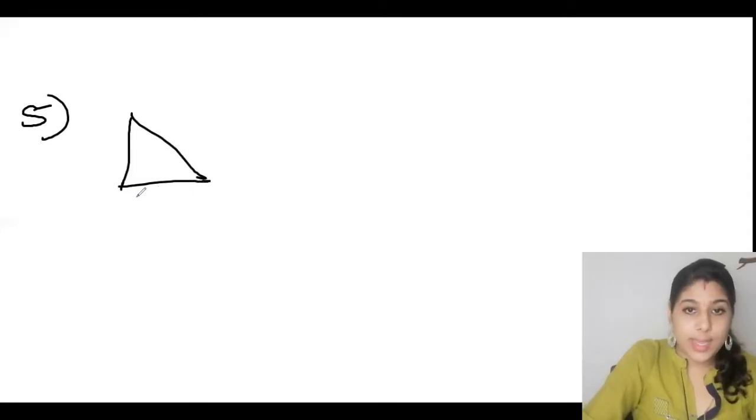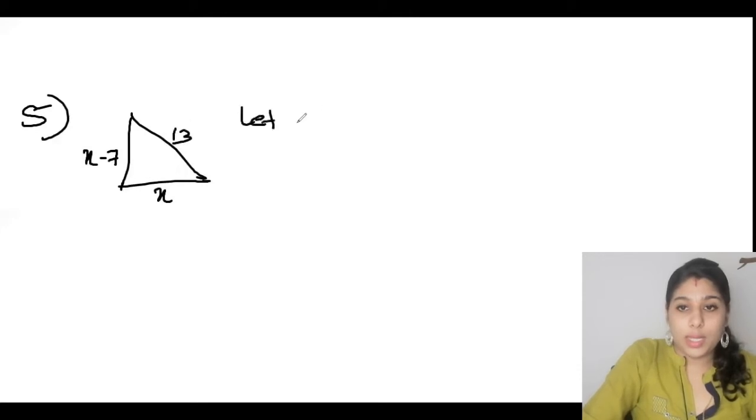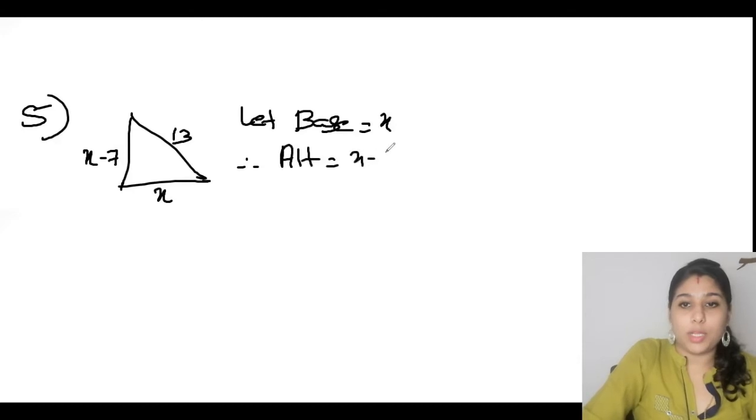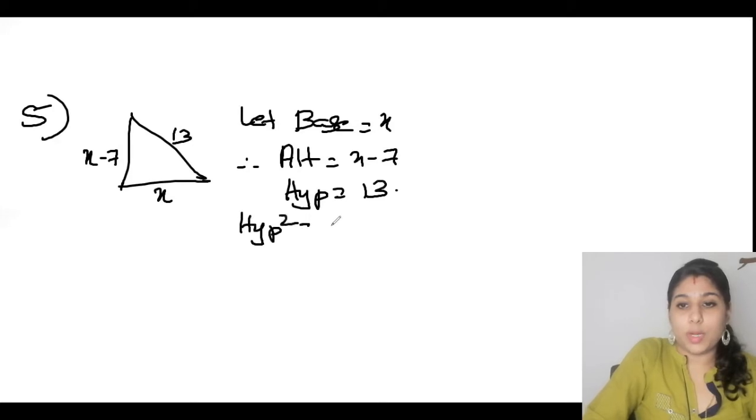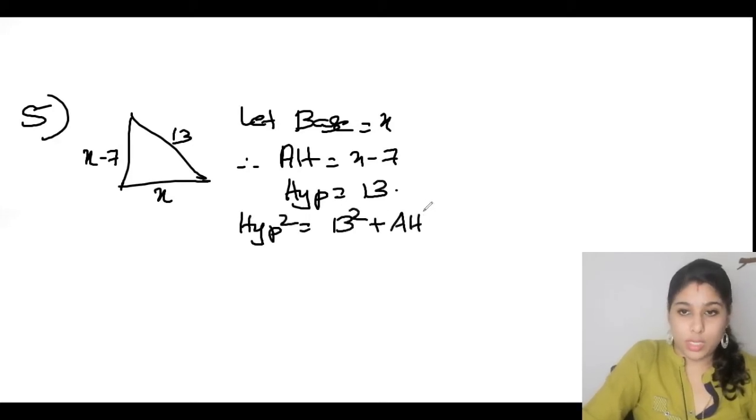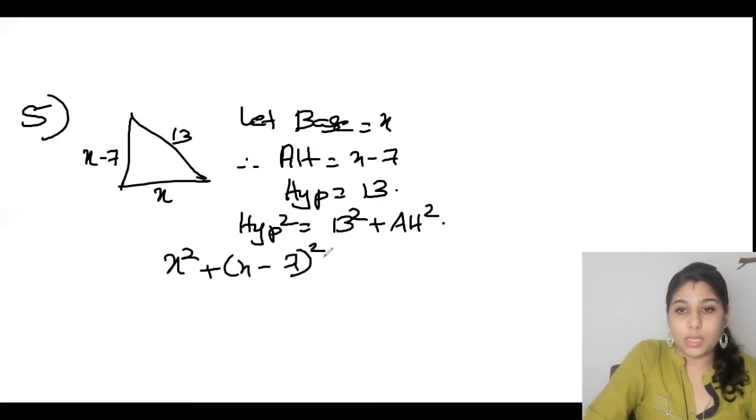It is given that the altitude of a right angled triangle is 7 cm less than its base. So suppose base is x, and altitude will be x minus 7, and the hypotenuse is given as 13. We have studied hypotenuse square is equal to base square plus altitude square by Pythagoras theorem. So x square plus (x minus 7) the whole square is 13 square.